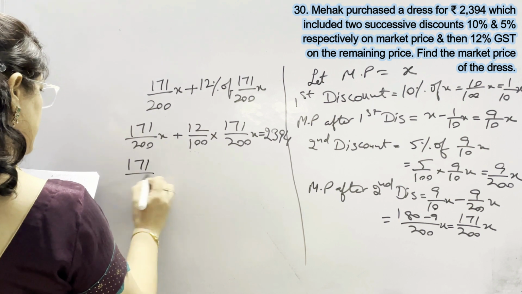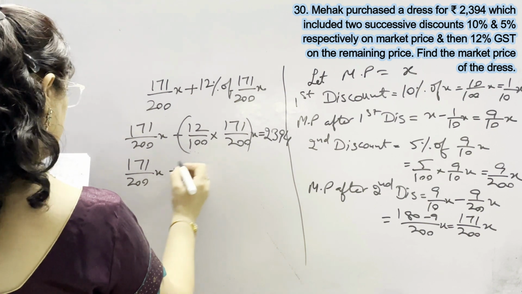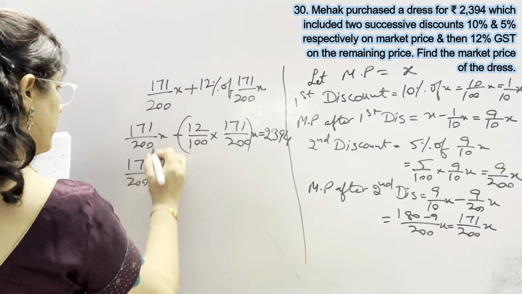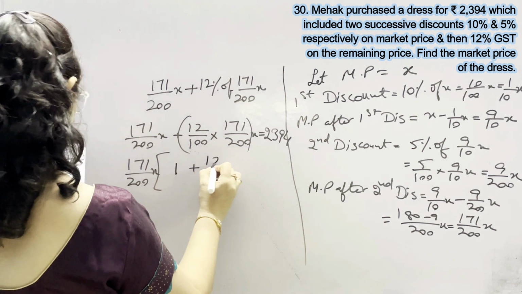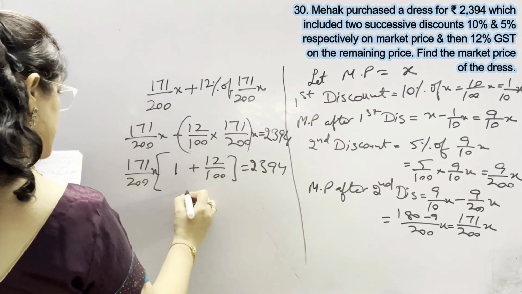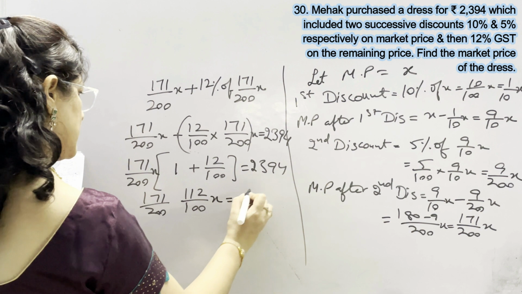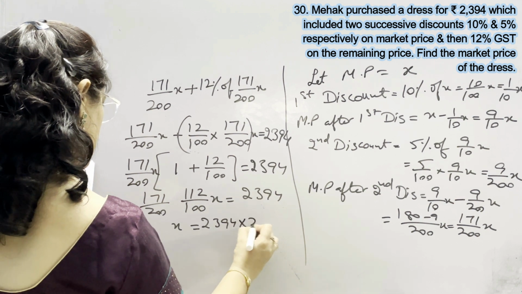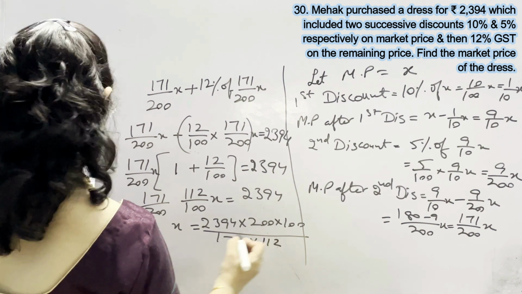Now calculating this, we can take common here. We can take 171 over 200 common. So from the first bracket x also common, from the first bracket 1 is there, and from the second bracket 12 upon 100 is there, and then 2394. 100 plus 12 is 112 upon 100, 171 upon 200, x is equal to 2394. So value of x is 2394 into 200 into 100 divided by 171 and then 112.